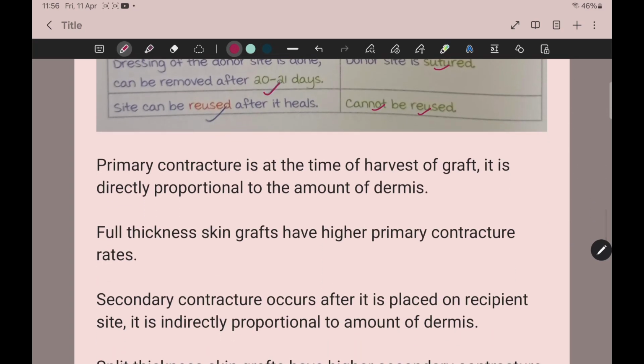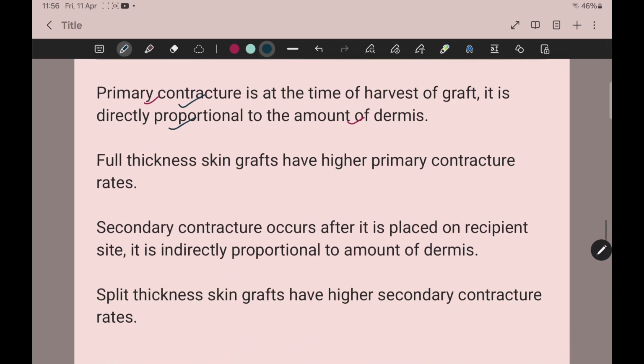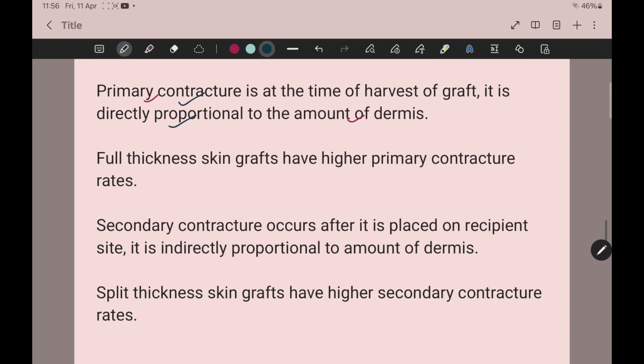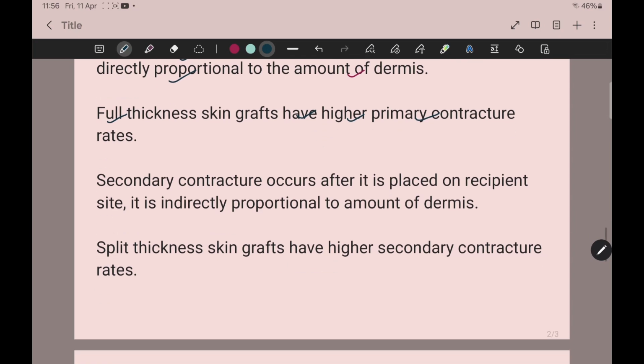Now we'll move on to the two types of contracture. The primary contracture is at the time of the harvest of the graft. It is directly proportional to the amount of dermis. Full thickness skin grafts have higher primary contracture.